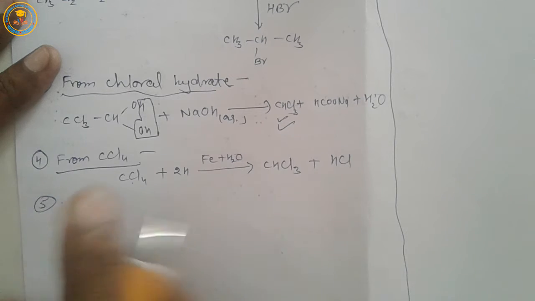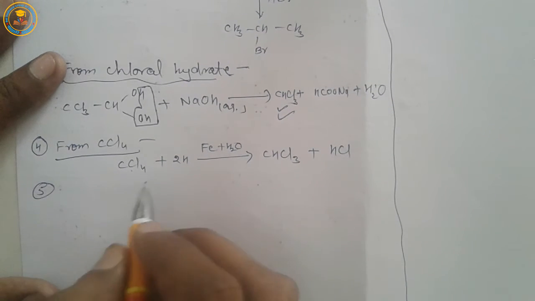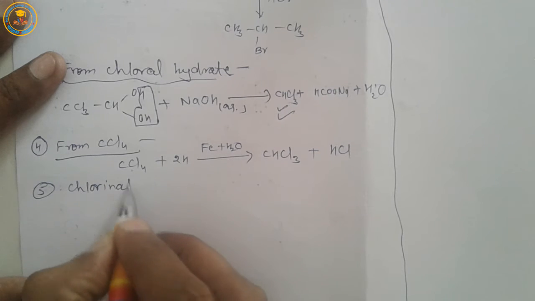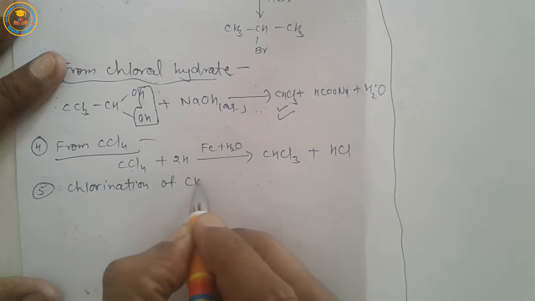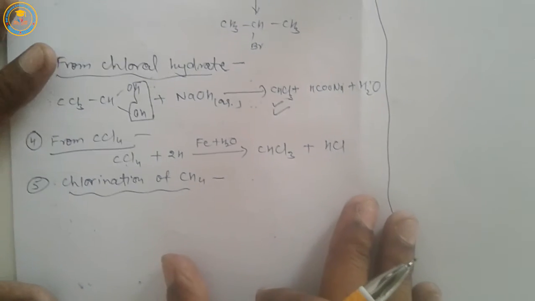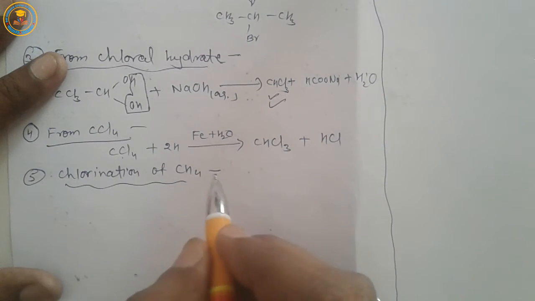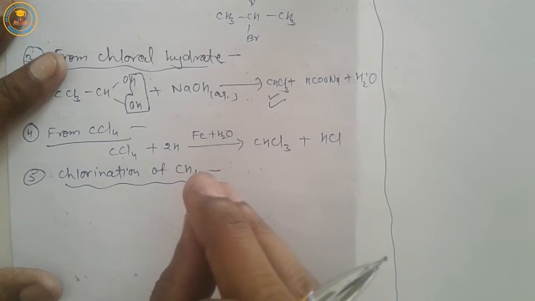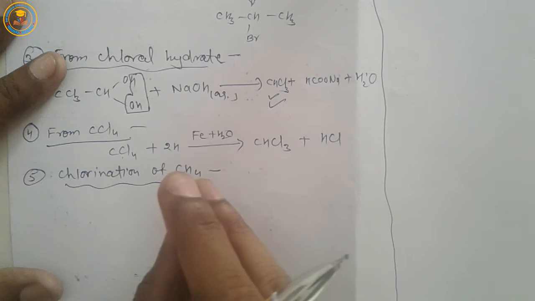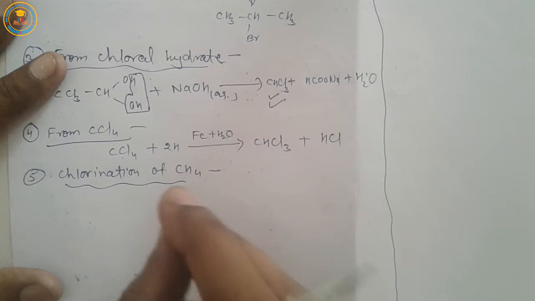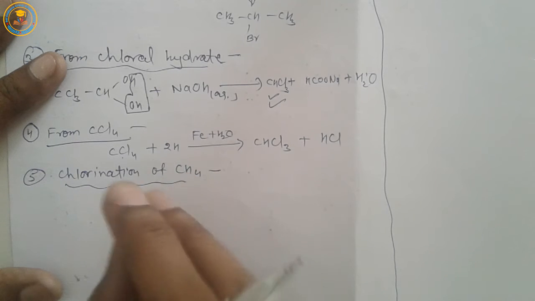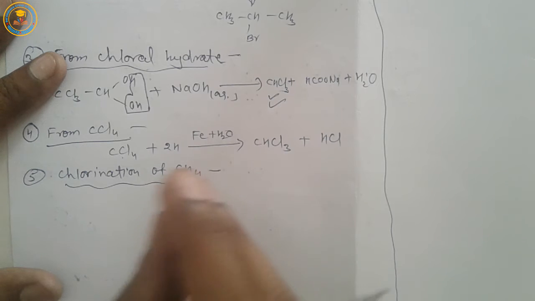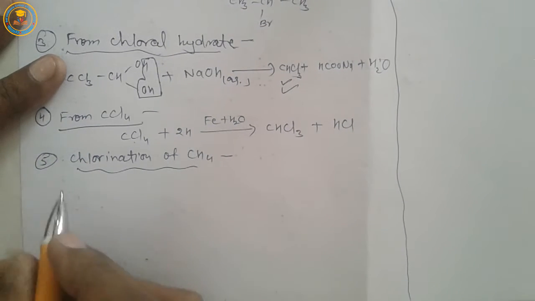Now, next, the fifth and last method, by chlorination of methane. It is an industrial method for preparation of chloroform. When methane is treated with excess Cl2 in the presence of sunlight, then methyl chloride, methylene chloride, chloroform, and CCl4 are formed.